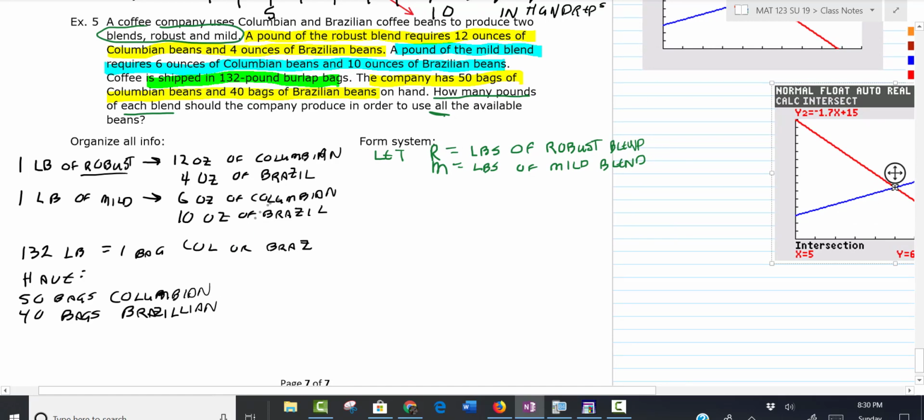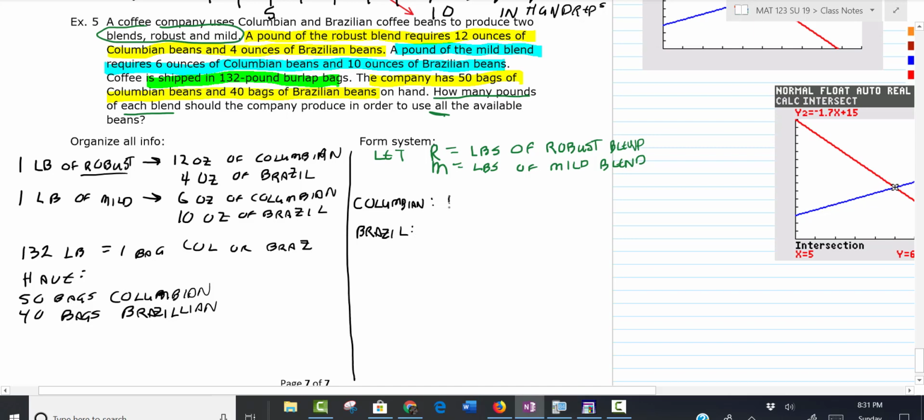All right, so if we kind of begin to put this together, a couple of things that I see here: you have a 132-pound bag of Colombian and a 132-pound bag of Brazilian, but you also have this many bags. So when I make my system, I'm going to end up having an equation that has to do with the Colombian beans, and then another one with the Brazilian beans. Okay, so I'm going to try to put this together like this.